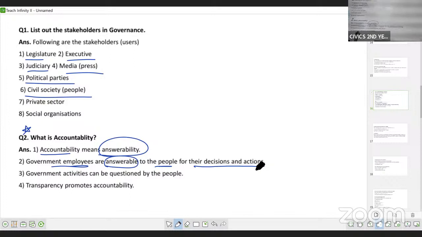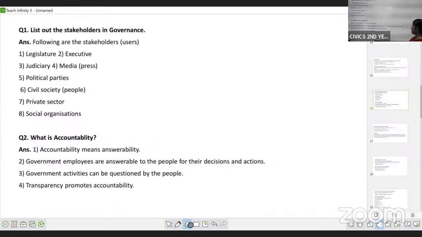The government's activities can be questioned by the people's representatives in the parliament or in the state legislature. They question the activities of the government. The government is answerable to the people. Accountability is related to transparency, that everything is in front of the people. Transparency promotes accountability. I hope I am clear with this question.